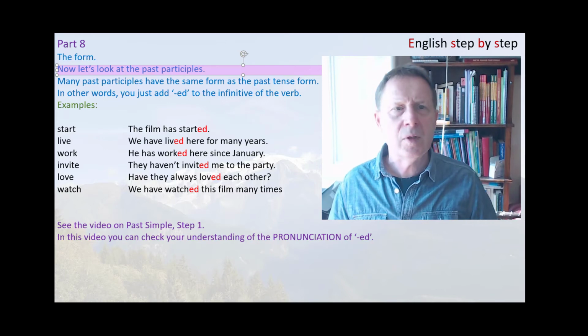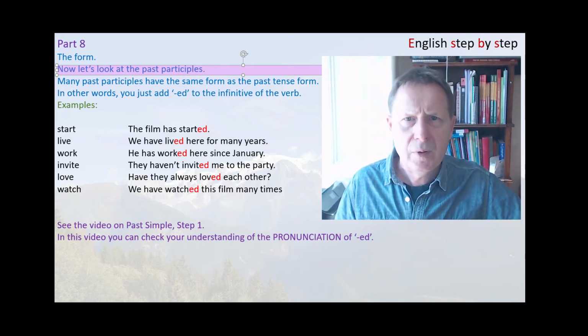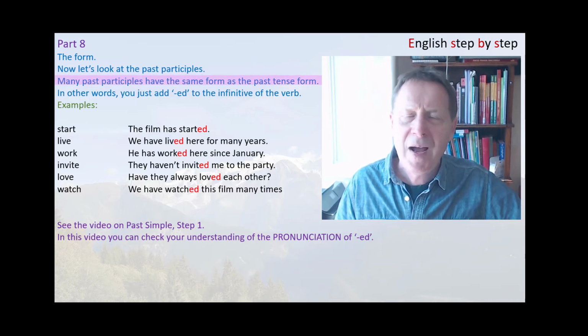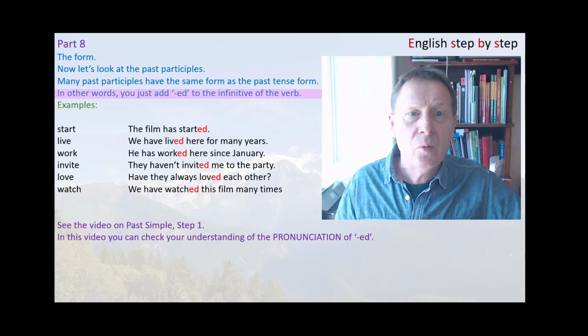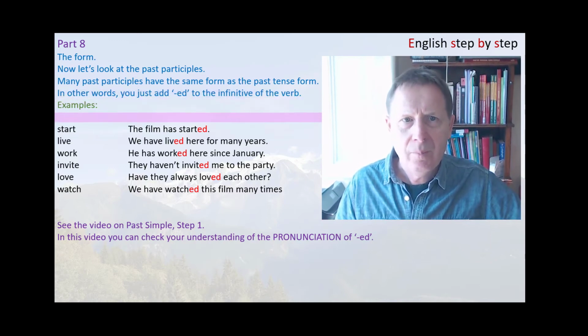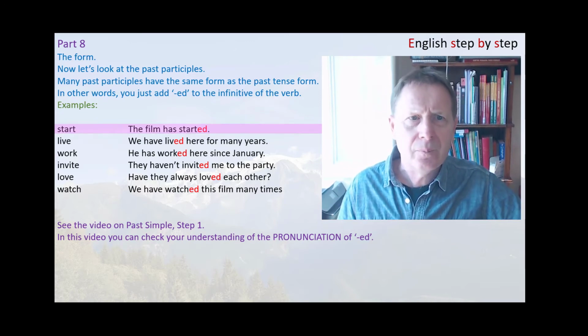So we've looked at the forms of the auxiliary verb, so now let's look at past participles. Many past participles have the same form as the past tense form. In other words, you just add -ed to the infinitive of the verb. Examples: start, the film has started.